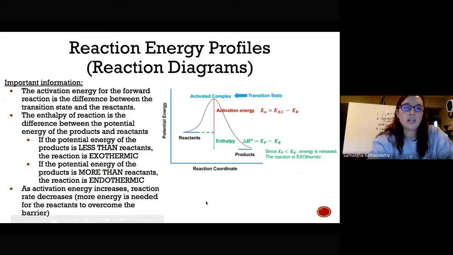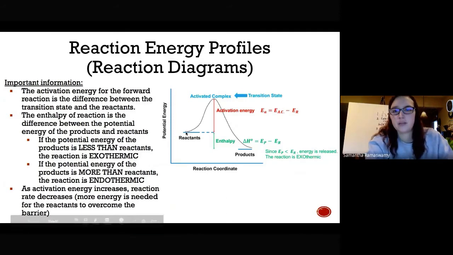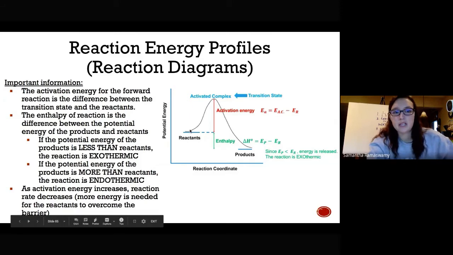The activation energy for the forward reaction, so forward reaction means reactants going to products, is the difference between this peak and the energy of reactants. So that shows you right here, the activation energy is the energy of the activated complex, whatever energy this is up here, minus the energy of reactants. That gives us this activation energy. The enthalpy of reaction, delta H, is the difference between the potential energy of products and reactants.